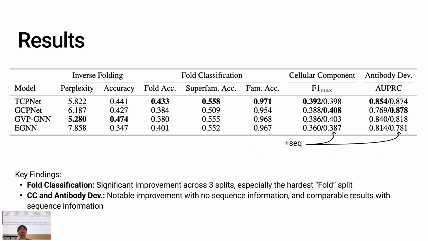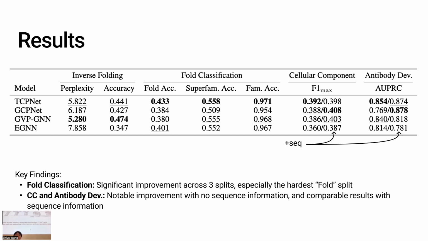And this table shows our benchmark result, and we can draw two key findings from these results. From the fold classification test, we can see significant improvement across 3 splits, especially the hardest fold splits, indicating that TCP-net has improved generalization ability in recognizing the fold of a protein.